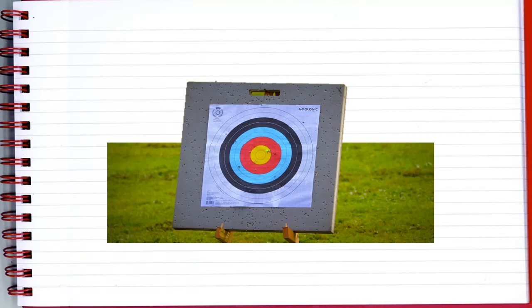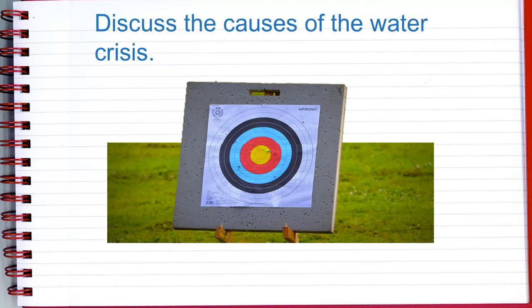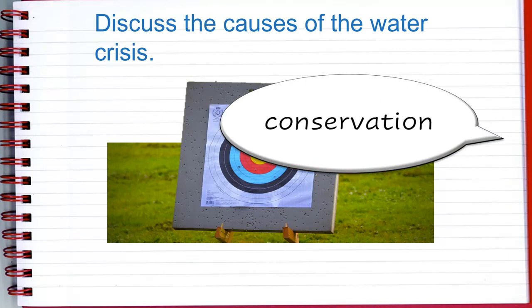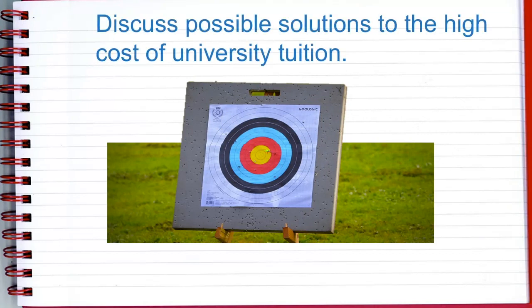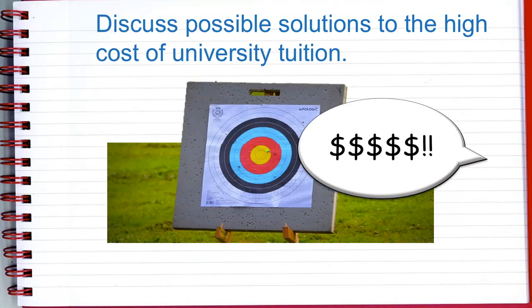Let's say the question is, discuss the causes of the water crisis. And your group talks about how to conserve water. Well, this isn't a cause of the crisis. You have missed the target. Or say the topic is, discuss possible solutions to the high cost of university tuition. And then your group ends up talking about how hard it is to pay for college. Well, it may be true, but your goal was to discuss solutions. Again, you've missed your target.